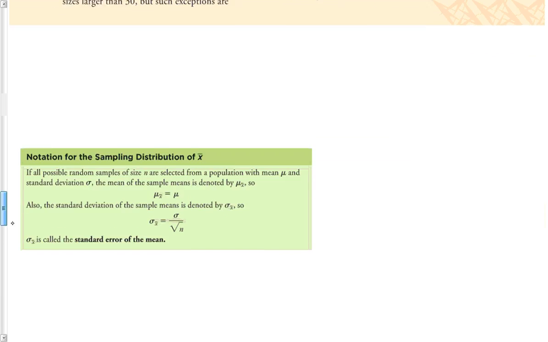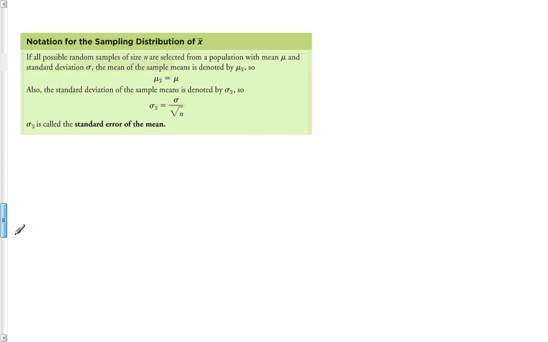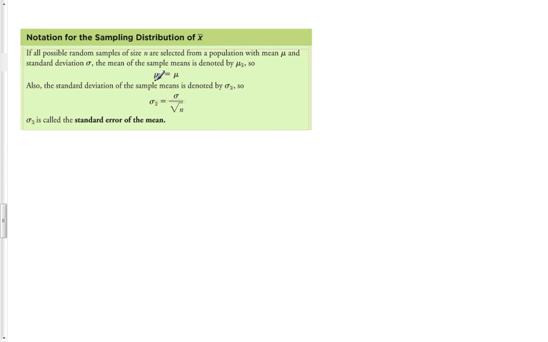All right, now here's some notation that we're going to use. If all possible random samples of size n are selected from a population with a mean of mu, this is the population mean. This isn't the mean of the sampling distribution. This is the population mean, mu, with no subscript, and standard deviation of sigma. This is, once again, for the population itself, not for the sampling distribution, because there's no subscript.